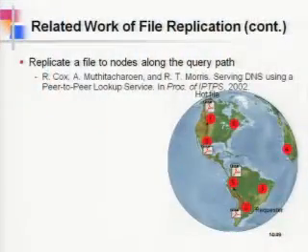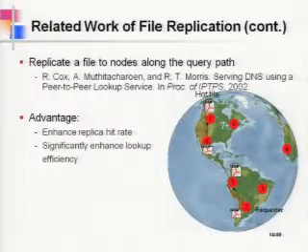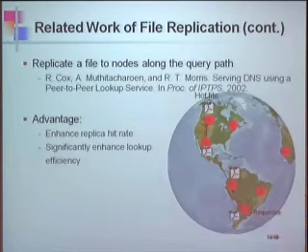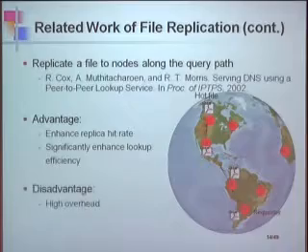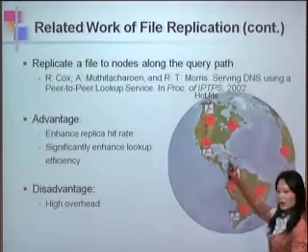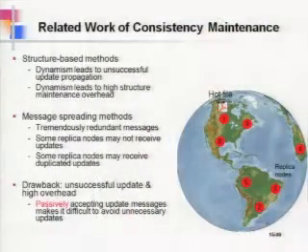Another method is to replicate a file to nodes along the path. So of course, it can enhance the replica hit rate because there are a lot more replicas along the path. And also it can significantly enhance lookup efficiency. The drawback is it has significantly more replicas, so it generates high overhead. Now let's see the related work of consistency maintenance.